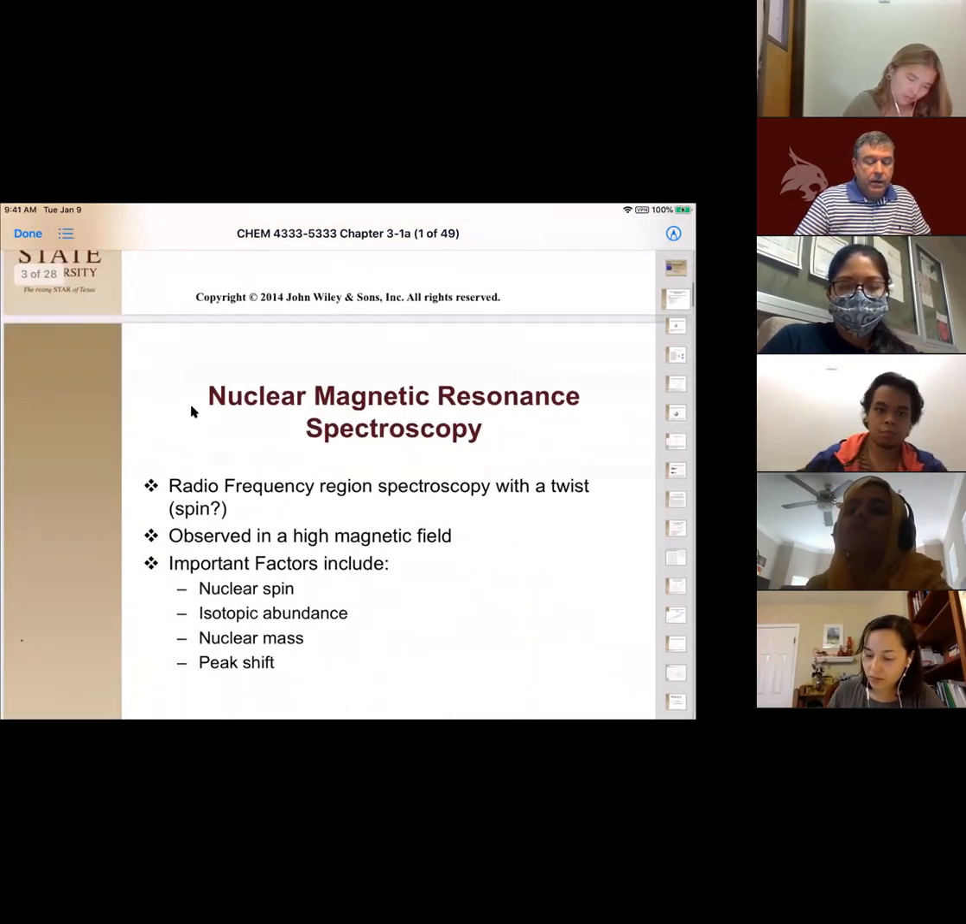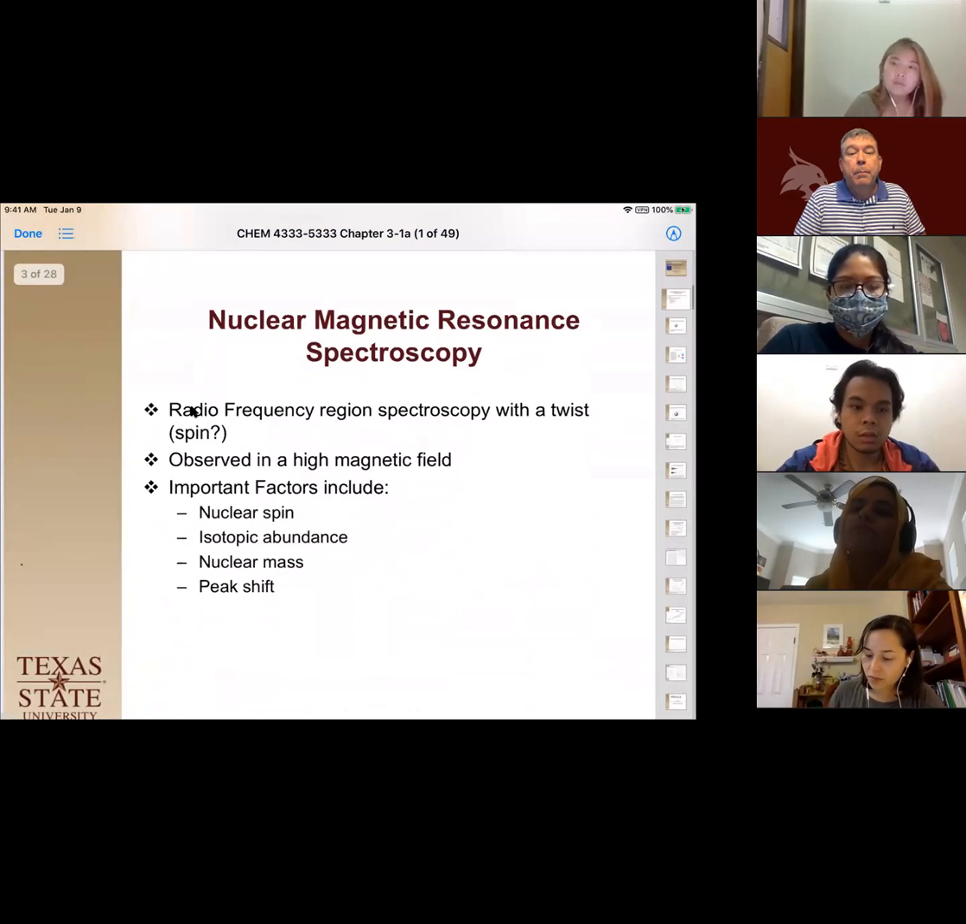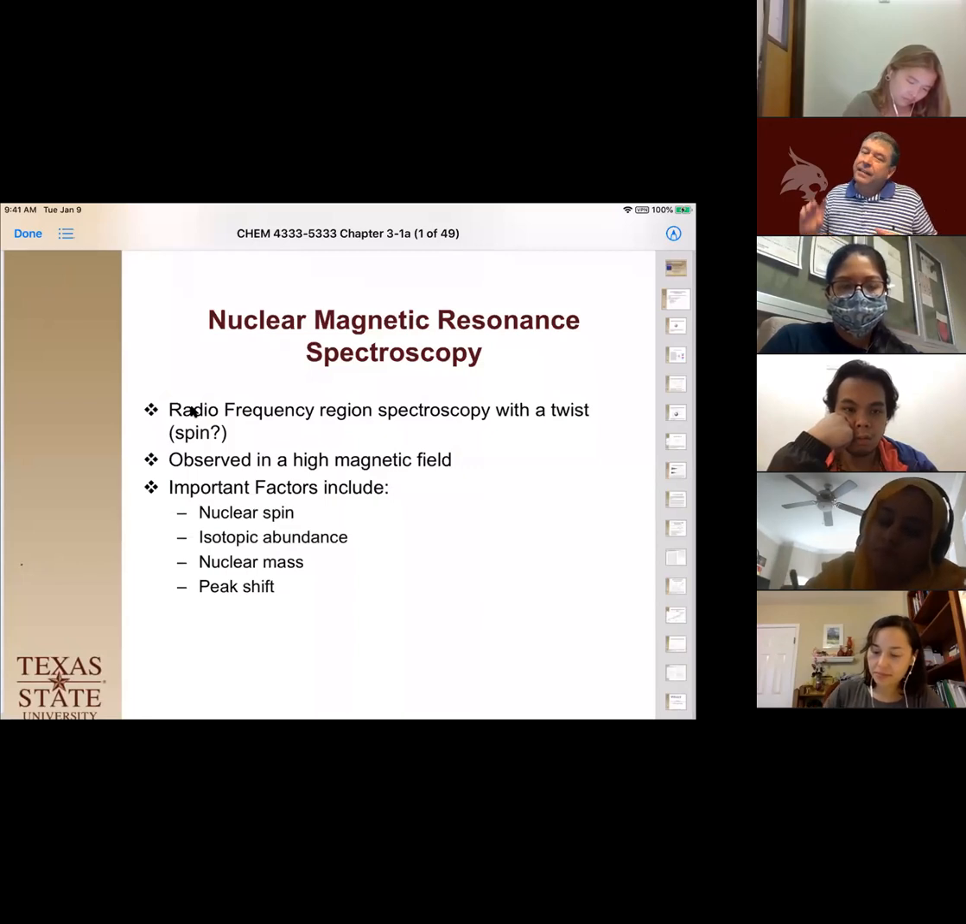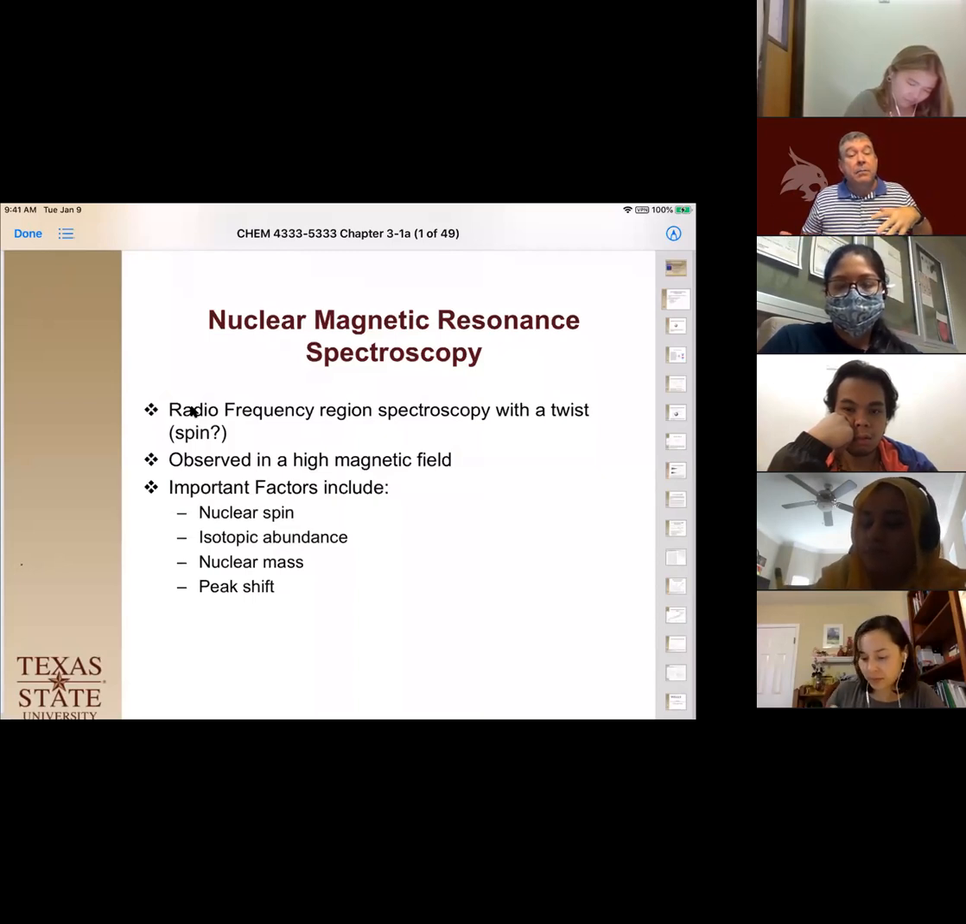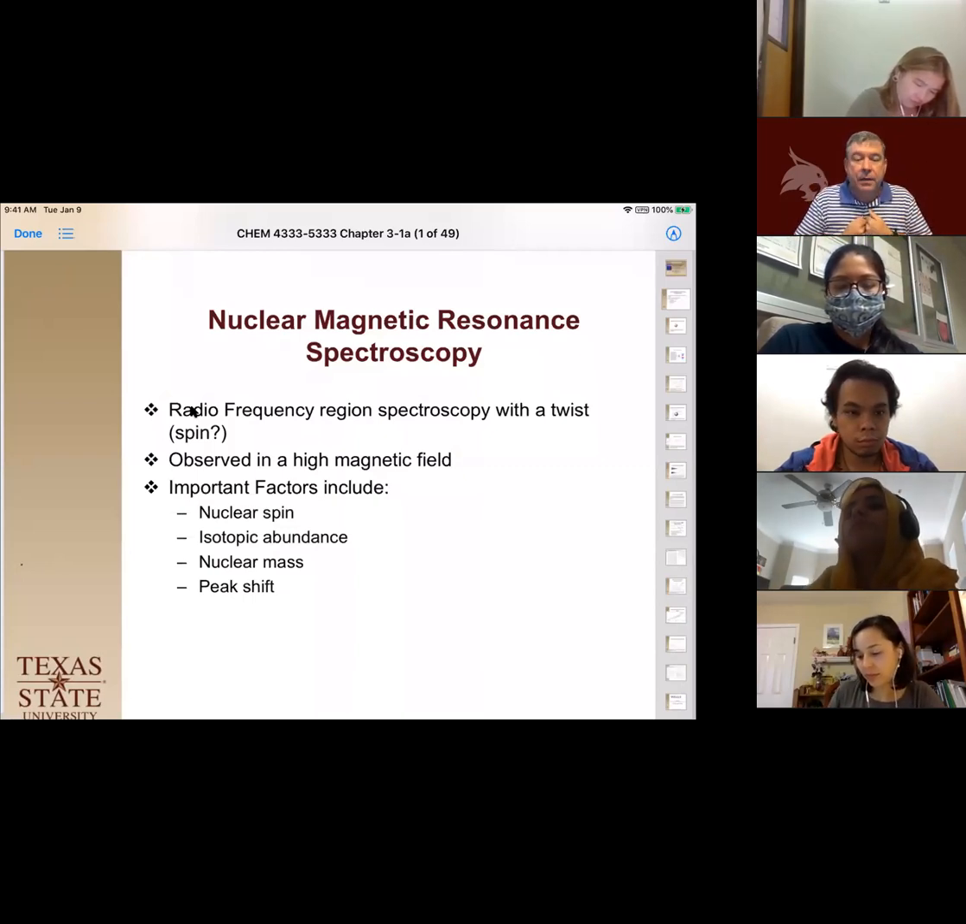So let's talk about nuclear magnetic resonance spectroscopy, or more lovingly known as NMR. Basically, we're looking at the radio frequency of the electromagnetic spectrum with a twist. Well, technically it's a spin, but we'll talk about that in a minute as well. Most of the time this is observed in a very high magnetic field. The reason we do this is we need to have things aligned, knock them out of alignment, and then listen for them to come back into alignment. That's how we're actually observing these things happening.